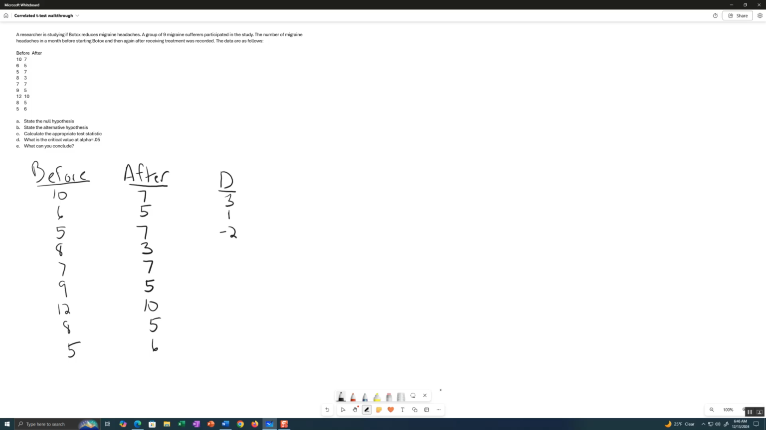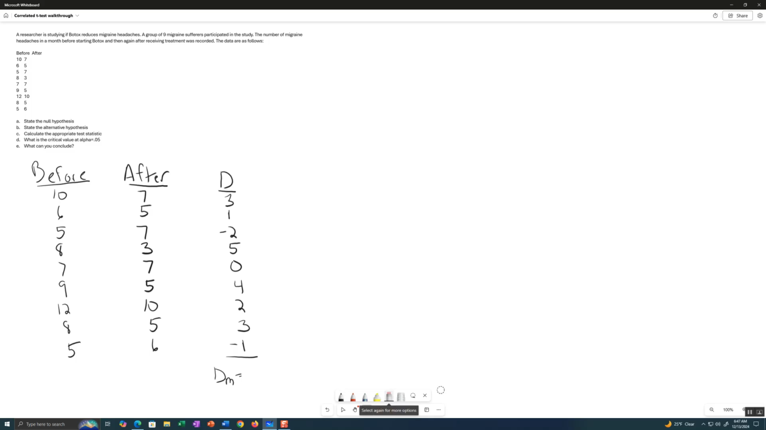Here I have a negative value. But most of these are positive values. Here's 0. So there are a couple of people that are not benefiting from Botox for migraine. So that's my D column. Now I need to find the mean of D. So the mean of D is going to be the sum of D.